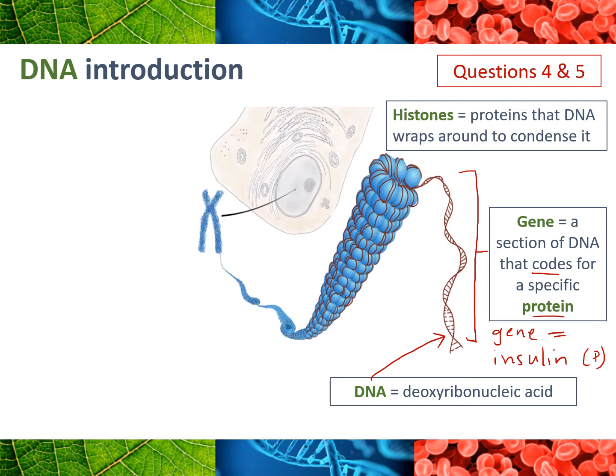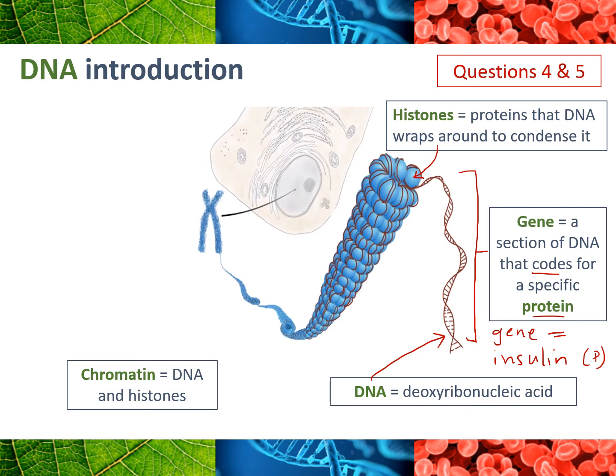DNA wraps around these proteins called histones. Okay, so each of these little blue circles is a histone, and the job of a histone is to allow DNA to wrap around it so it can be really, really tightly condensed. So if you think of a ball of wool, if you just tried to scrunch a ball of wool, it'll only scrunch up so much, but if you wound it really, really tightly, you can fit it into a much smaller space. Okay, so histones are the proteins that the DNA material wraps around.